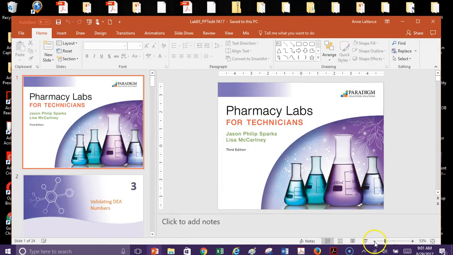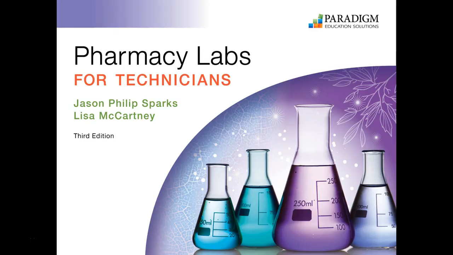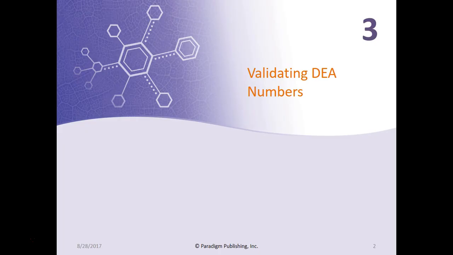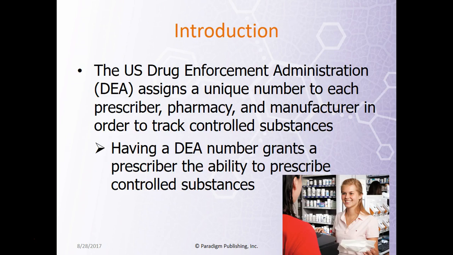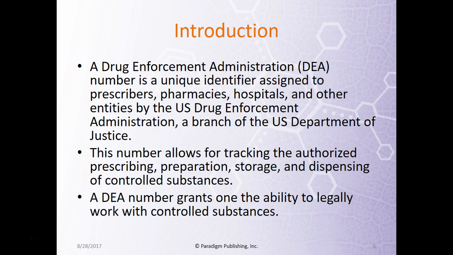So we're going to start by talking about validating DEA numbers. The United States Drug Enforcement Administration, which is known as the DEA, assigns a unique number to each prescriber, pharmacy, and manufacturer in order to track controlled substances. Having a DEA number grants a prescriber the ability to prescribe controlled substances.